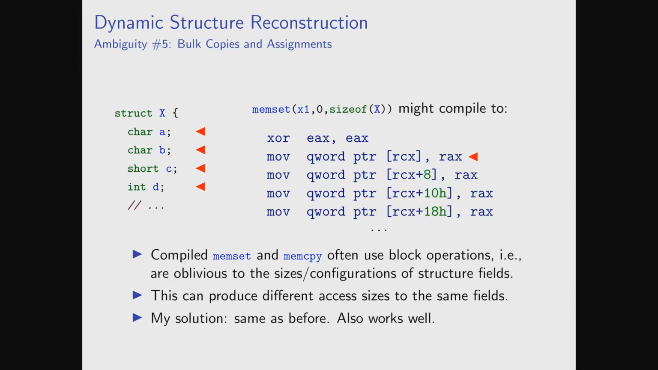So for all of the issues so far, my solution has just been to count the number of accesses we see at given sizes and offsets within the structure, and then just choose the configuration that agrees with the largest number of accesses. And this works very well. Plus it's principled. We don't have to make guesses. We just try to optimize according to the data that we see.